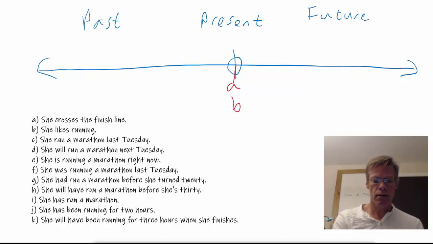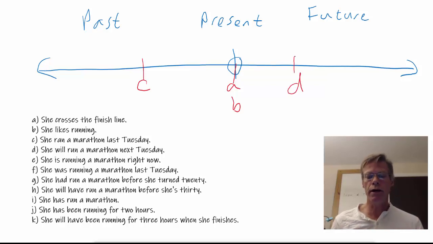Simple past means typically that there's a past event. In this case, C, she ran a marathon last Tuesday. That's pretty straightforward. It's just representing, again, a simple place on the line. Likewise, with she will run a marathon next Tuesday.